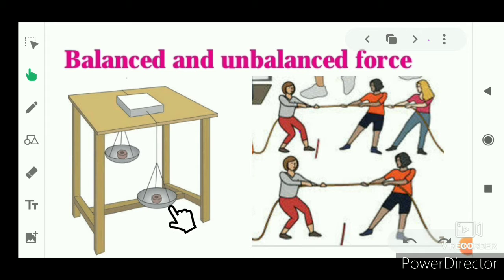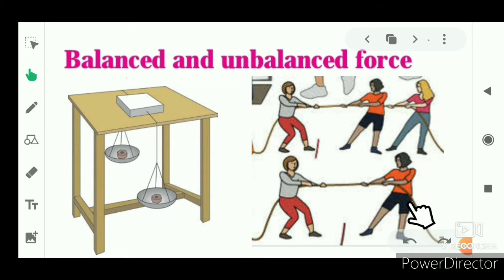And if the weight on either side of the box is greater than on the other side, then the box will move in that direction. So when the force on one side is greater than on the other side, it results in motion of an object in the direction of the greater force, and such a force is called an unbalanced force.